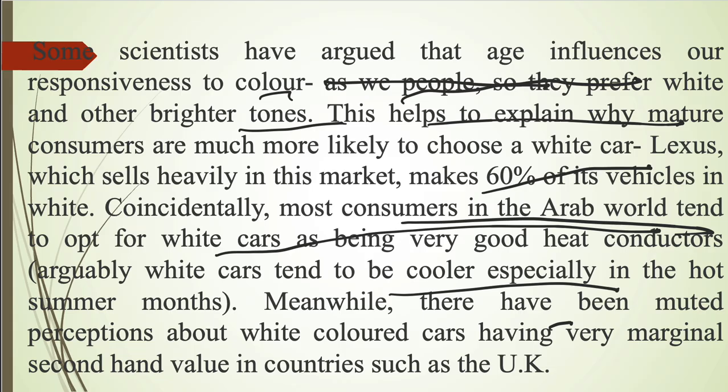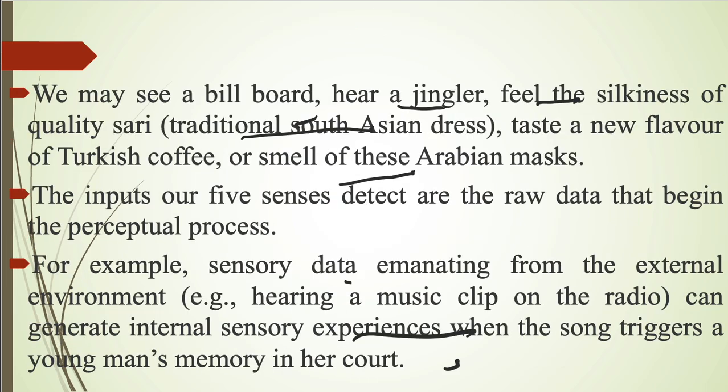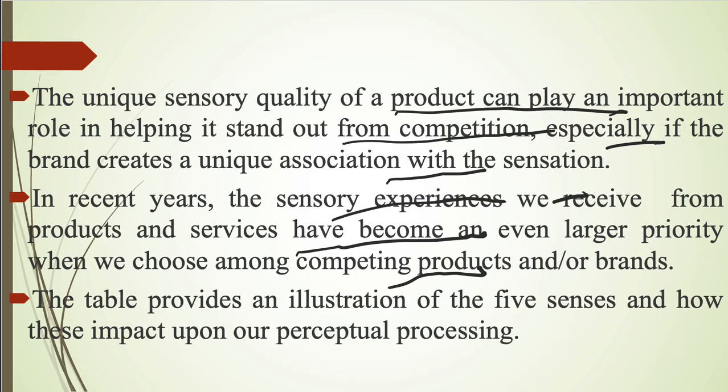I will summarize all the points again so that you can easily understand the topic. The sensory system is the exposure stage of the perception process. It is first exposed to stimuli and so on. The inputs have five senses to detect the raw data that begin the perceptual process. The unique sensory quality of a product can play an important role in helping it stand out from competition. A brand creates a unique association with the sensation.